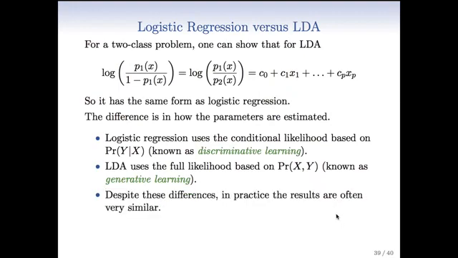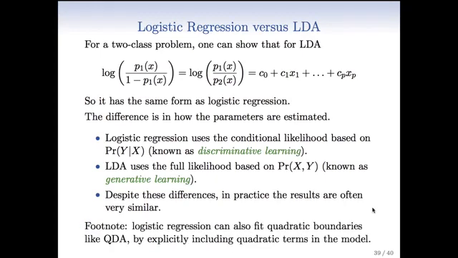So that's one way of seeing what's different between the two. But despite these differences, in practice, the results are often very similar. You can use one method or the other, and you're going to get very similar results. As a footnote, logistic regression can also fit quadratic boundaries. We use quadratic discriminant analysis to get quadratic boundaries, but we can fit quadratic boundaries by explicitly including quadratic terms in the model. Just like we did in linear regression, in logistic regression, we can put in x squareds and xi times xj's and terms like that, and just explicitly get a quadratic boundary.